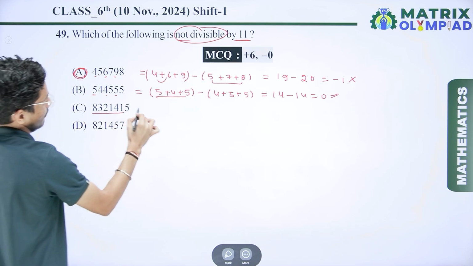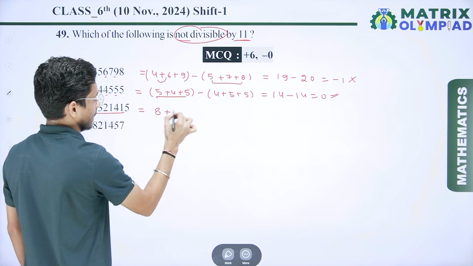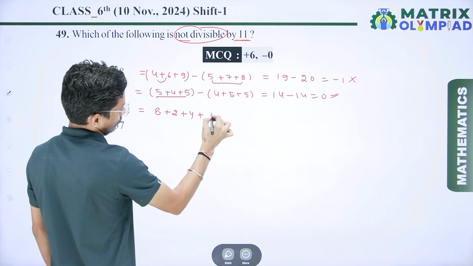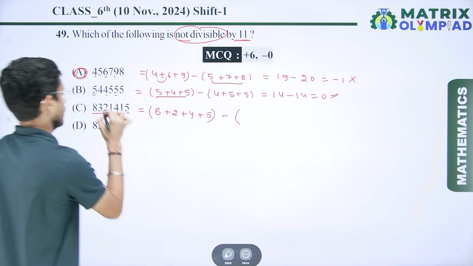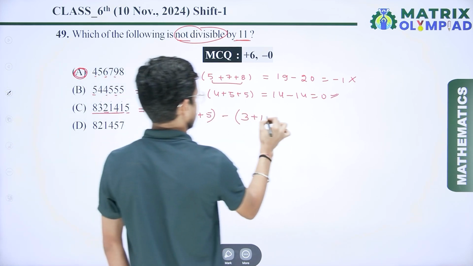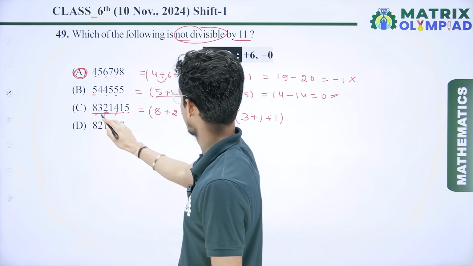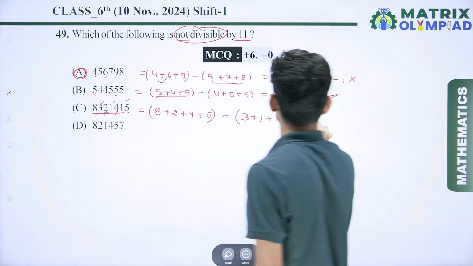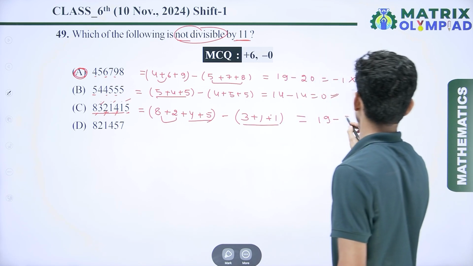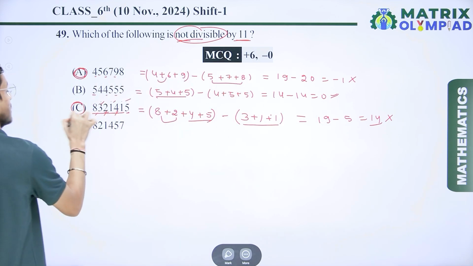If I talk about the third one, again we have to first check the odd places, that is 8 plus 2 plus 4 plus 5 minus the even places, that is 3, 1, 1. So here the odd places are 8, 2, 4, 5 and the even places are 3, 1, 1. If I simplify here, I get 8 and 2 is 10, 10 and 4 is 14, 14 and 5 is 19, minus 5, that is 14. So here I can say that this one is not divisible, so C is also correct.